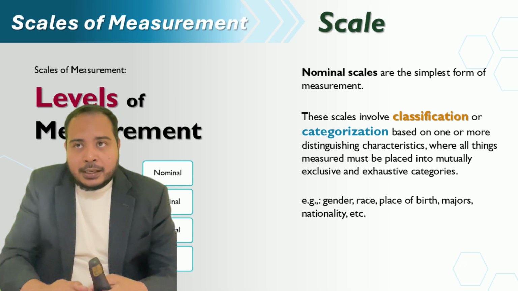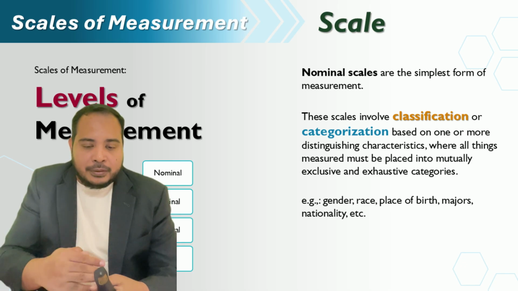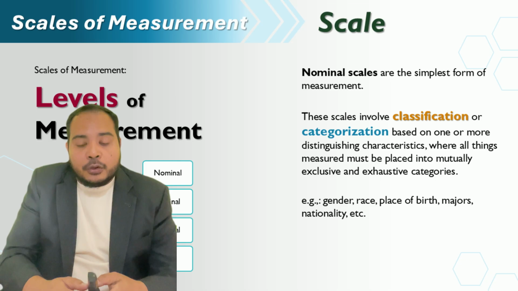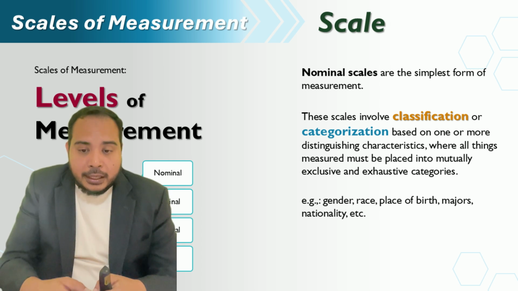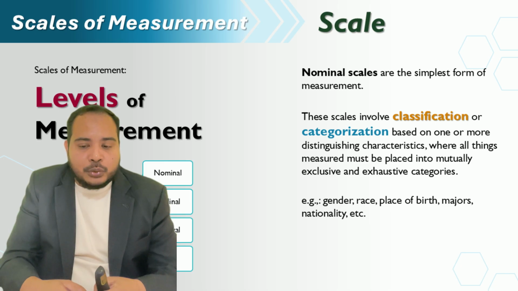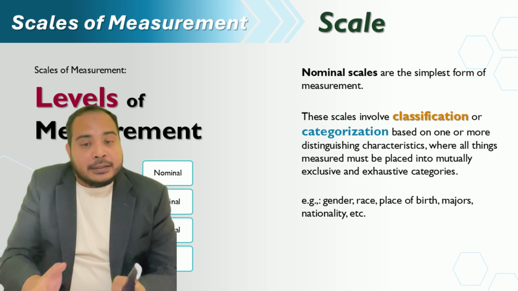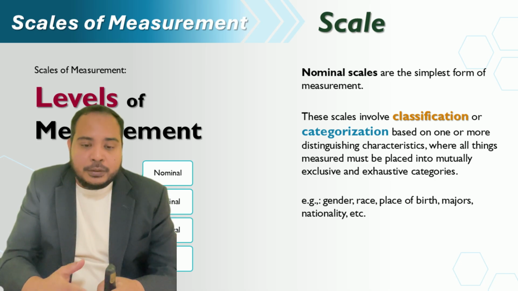These are arranged from the lowest level of properties to the highest. Nominal scales. The nominal scale is the simplest form of measurement. We use nominal scales just to classify or categorize the variables that we want to measure. This classification or categorization is based on one or more distinguishing characteristics. The characteristics measured must be placed into mutually exclusive categories. They are exhaustive and distinguishable from one another.